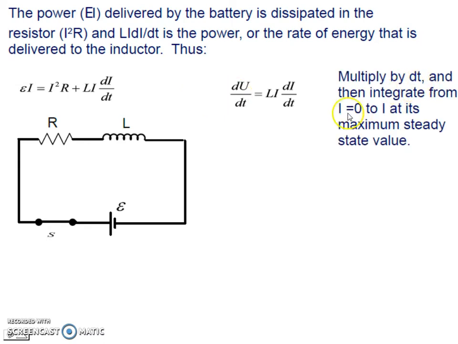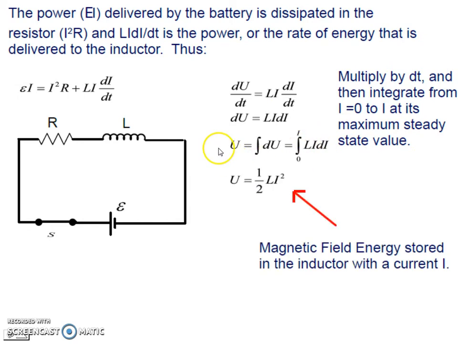So try this, multiply by dt, and then go ahead and integrate to solve for an equation for the energy stored in the inductor, or the magnetic field of the inductor. Here are the steps. Multiply by dt, integrate both sides. From here it's just the integral of i di because L is a constant. And we should be getting U equals 1/2 L i squared. This is the magnetic field energy stored in the inductor with a current I.